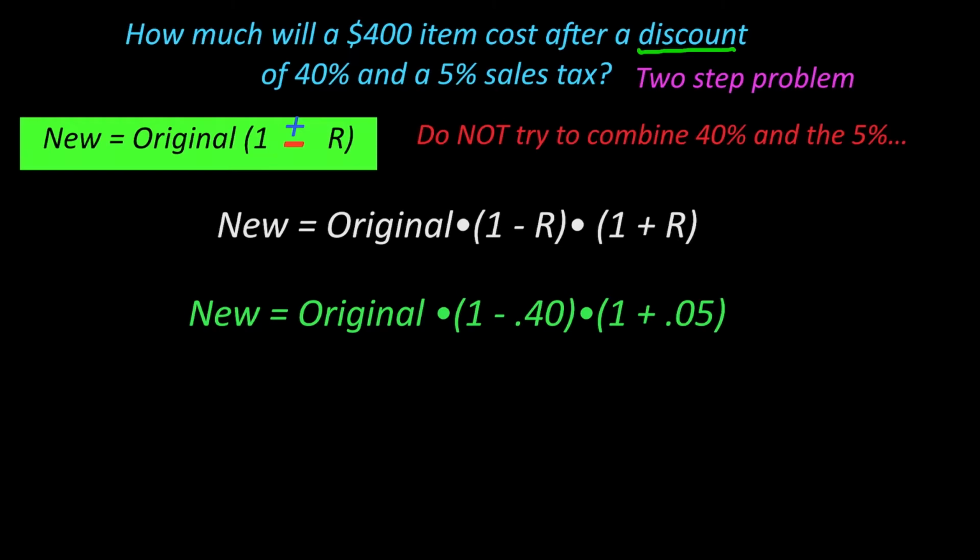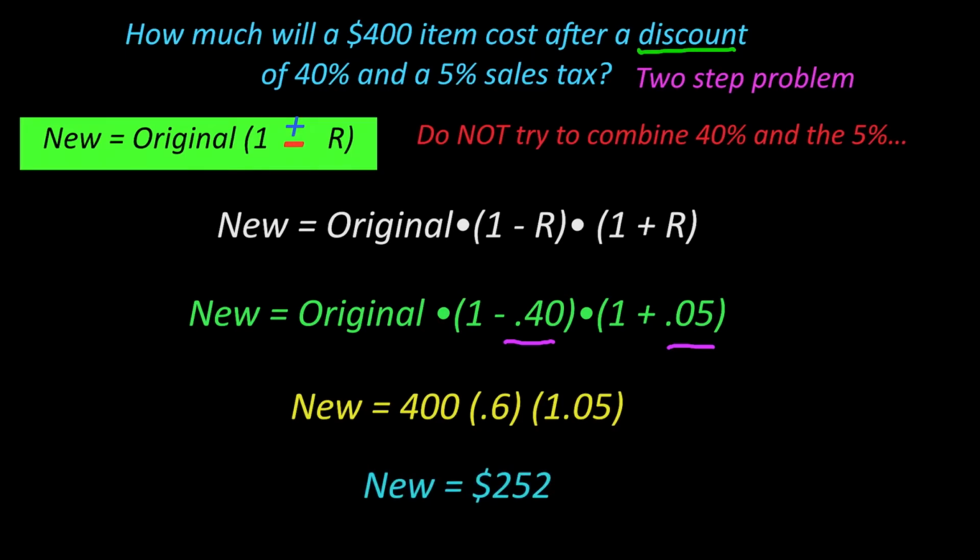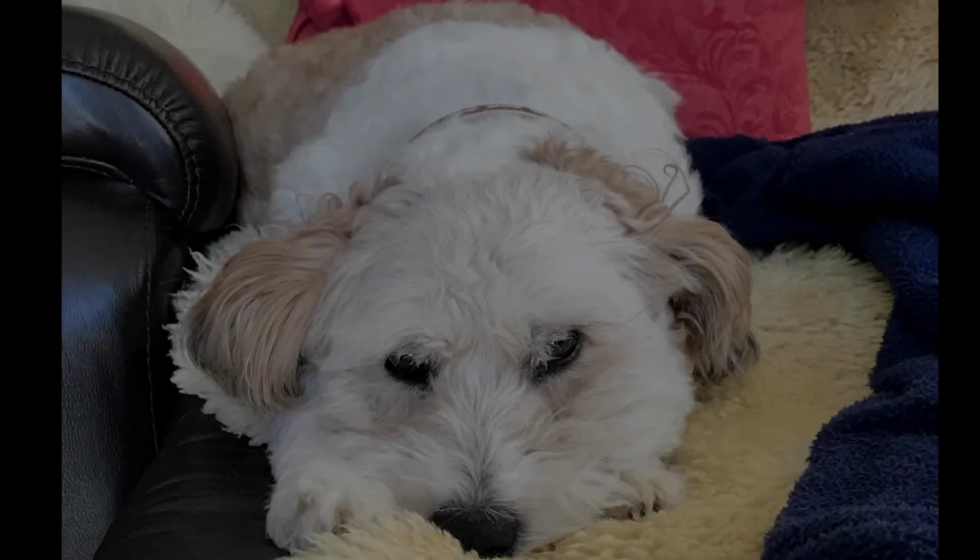Here, we place the numbers. Here's our 40% discount. We subtract that from 1. Here's our 5% sales tax. We add that to 1. We then plug in our numbers, and we get a final price of $252. One step, very efficient. To me, this is the way to do these problems.